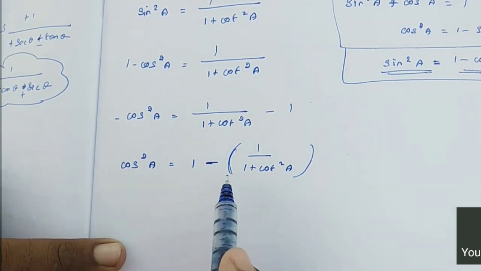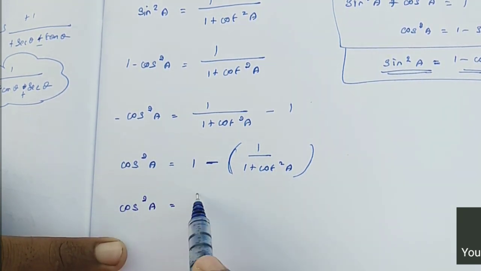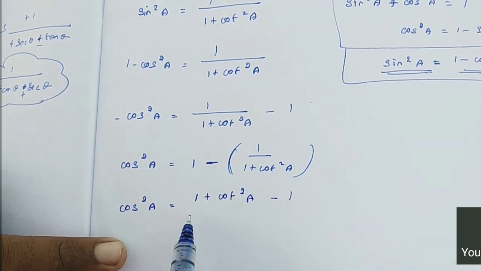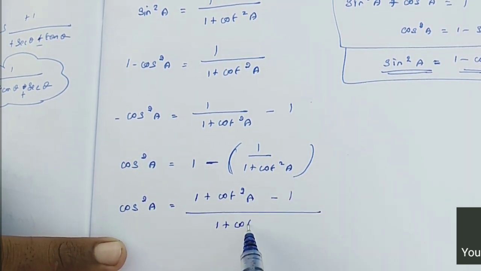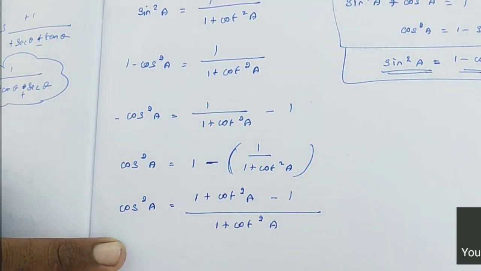Okay. Next, now you can take LCM for these two. You can simplify it. Cos squared a equal to LCM 1 plus cot squared a minus 1 divided by 1 plus cot squared a. Right? I just simply multiply the numerator and take an LCM. Are you clear?